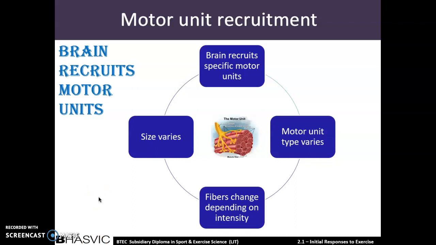Different amounts of motor branches are used from the motor neuron within the muscle fibers, depending on the muscle fiber that is used, meaning slow oxidative, fast oxidative glycolytic, or fast glycolytic fibers.